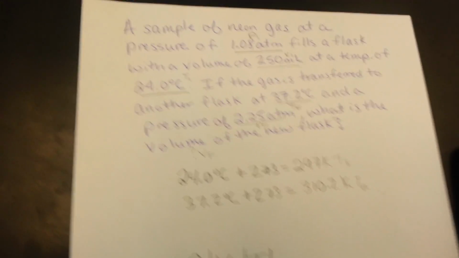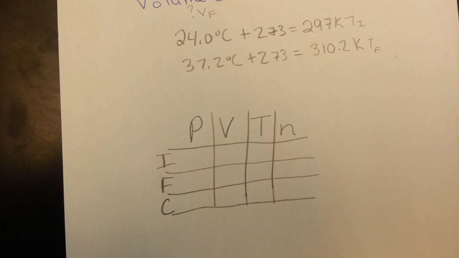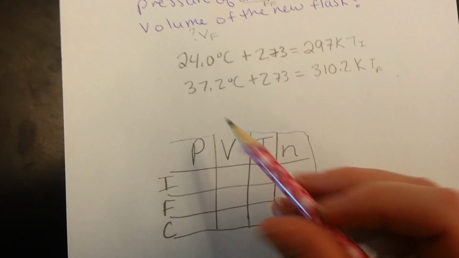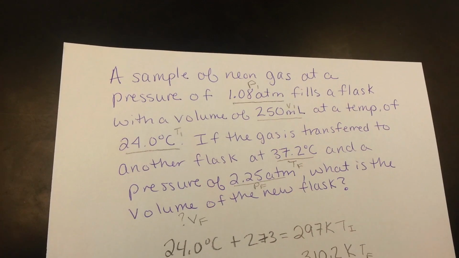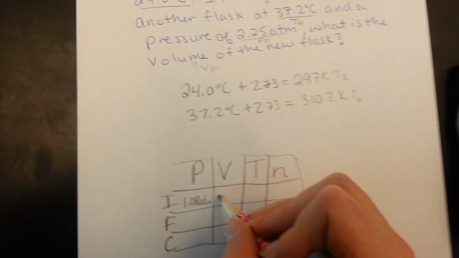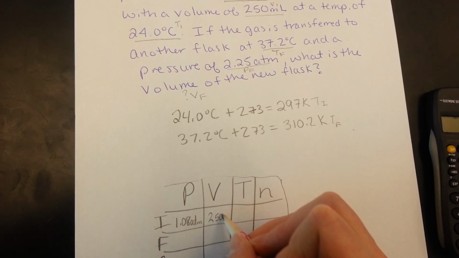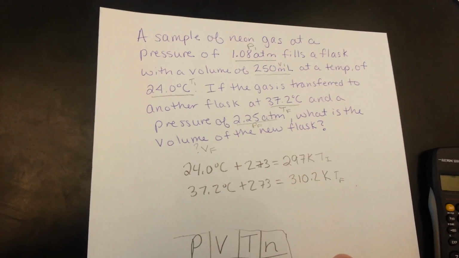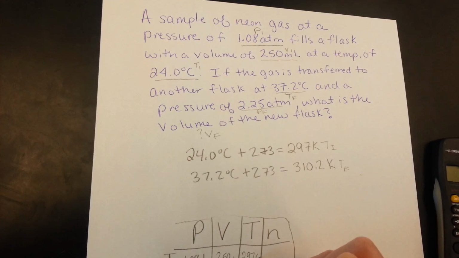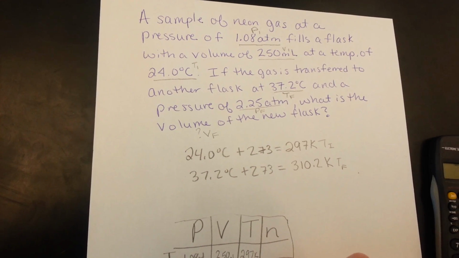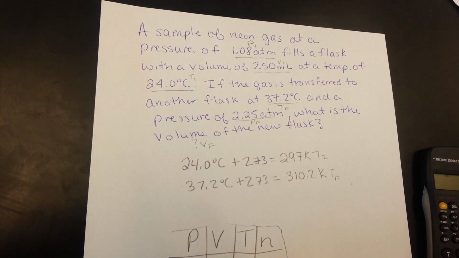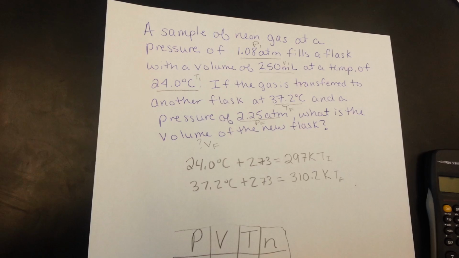So then we start filling in all those numbers from the question into our handy dandy PVTn box. Well, mine's not much of a box. We can make it into a box. Now, our first pressure was 1.08 atm. Our first volume was 250 ml. And we had our first temperature of 297 K. Final temperature was 310.2 K. We do not have a final volume. We want it. And our final pressure was 2.25 atmospheres.